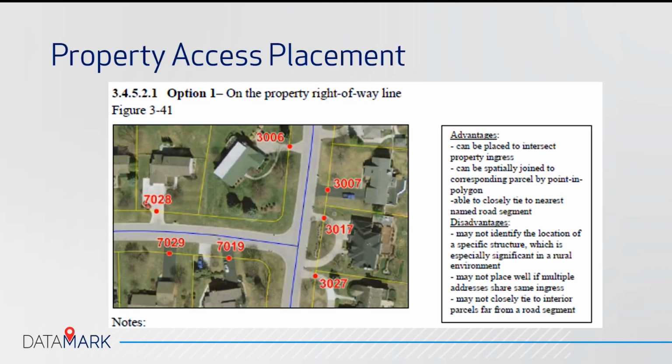And then property access placement is essentially putting the address at the access way of the property. And one of the options given was at the right-of-way line. So some people will place it here on the property line. Some people will place it down here. It really just depends. But there are advantages and disadvantages to doing this, and I highly recommend that you read through that. But lots of different ways to place address points.